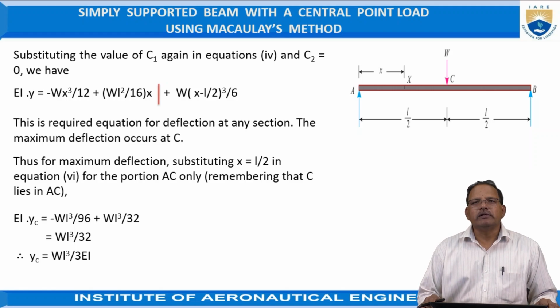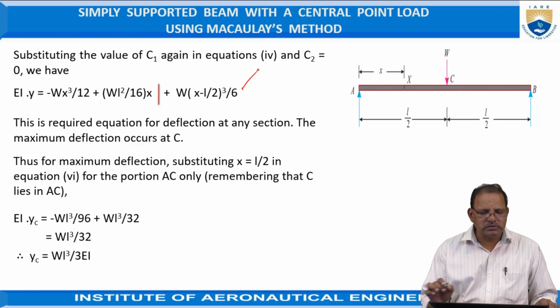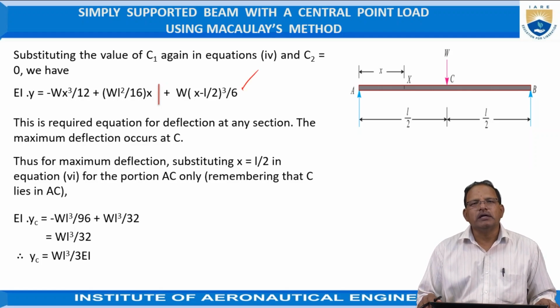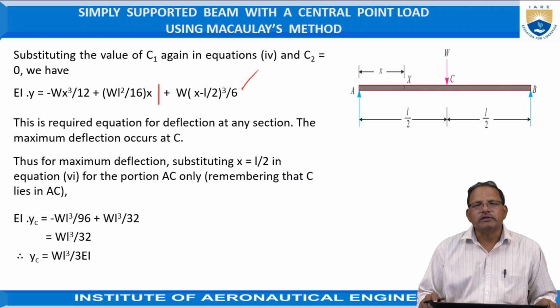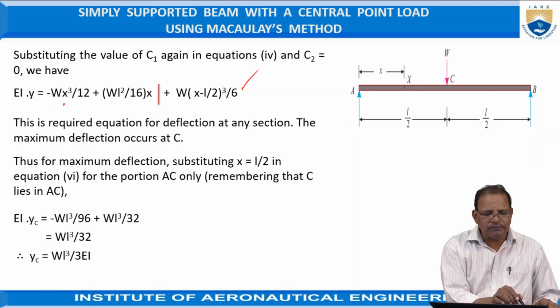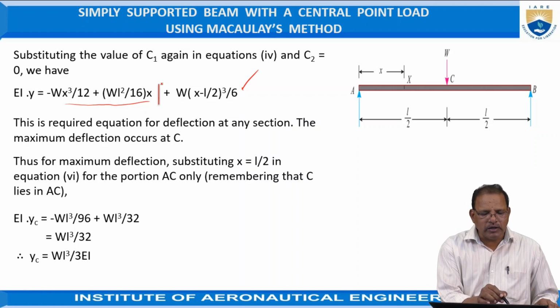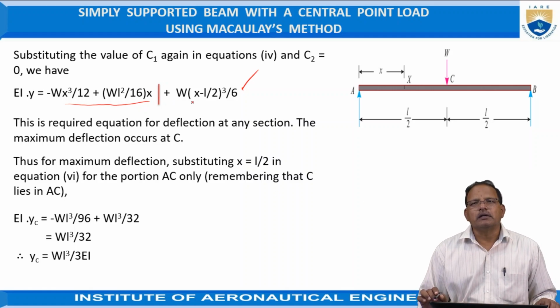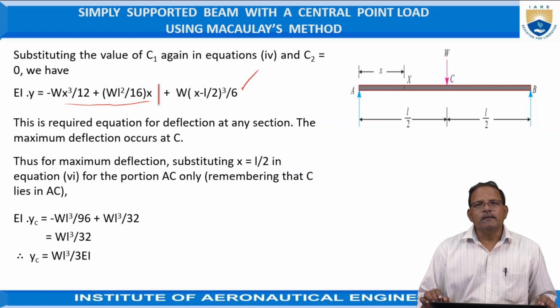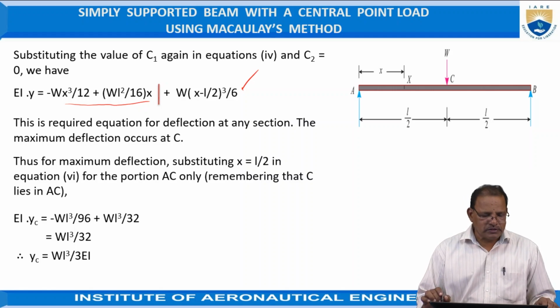Okay, substitute the values of C1 again in equation number 4 and C2 is equal to 0. We got these equations. It is known as deflection at any point within the beam now. But here, before the dotted lines up to this red color, the equation is applicable for determination of slope between A and C, and that entire equation, including just behind the dotted lines, is the equation for the slope for the entire length of the beam, that is A to B, beyond the point C now.